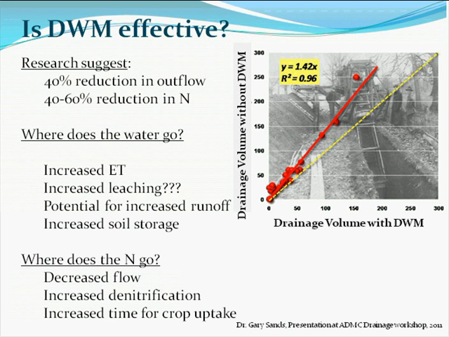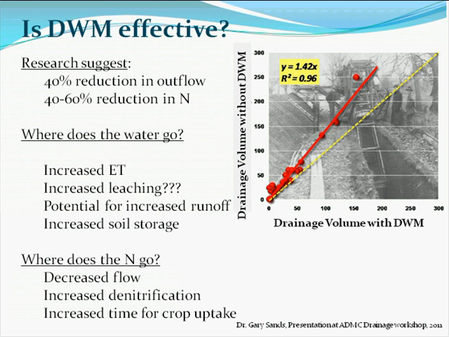We're definitely creating the potential for increased runoff. We have to be aware of that and know what conditions could magnify that problem. And certainly part of the water that is not drained is because we have increased the soil storage. So the next question is, where does the nitrogen go?